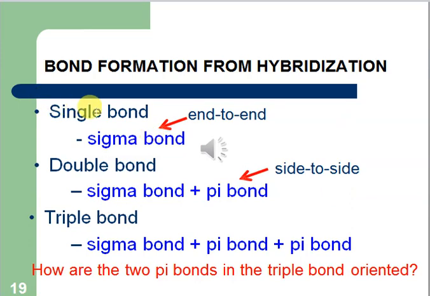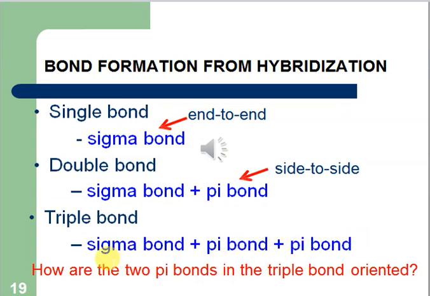When the overlap between orbitals is end to end or head to head, we always get a sigma bond, right? In case of a double bond, we have 2 bonds: one is sigma and one is pi. The sigma bond is formed by end-to-end overlap, while the pi bond is formed by side-to-side overlap, right? In case of a triple bond, we have a sigma bond formed by end-to-end overlap, and 2 pi bonds formed by side-to-side overlap.